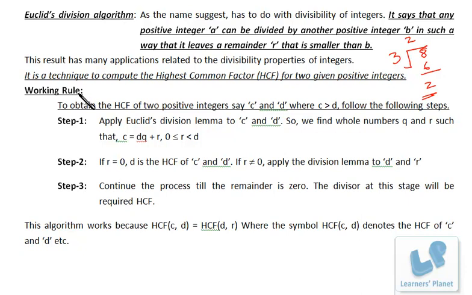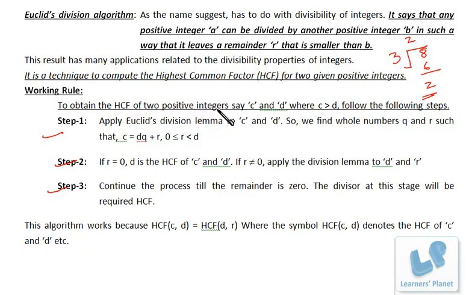So this result has many applications related to the divisibility properties of integers, and we can compute the highest common factor of two given positive integers by Euclid's division lemma, right? So what is the process of HCF? The steps, or we can say the algorithm, are written over here. I will read the entire steps before you, and then we will do the problems. After that it will be clear to you, right?